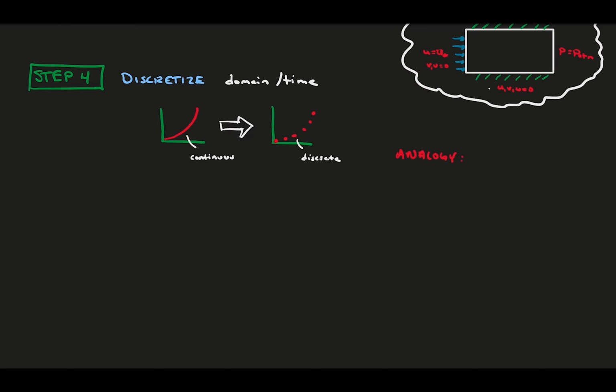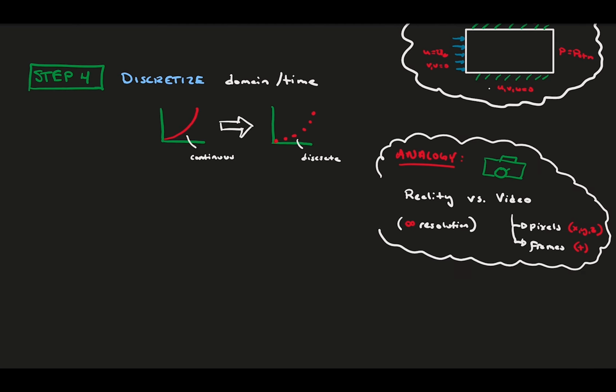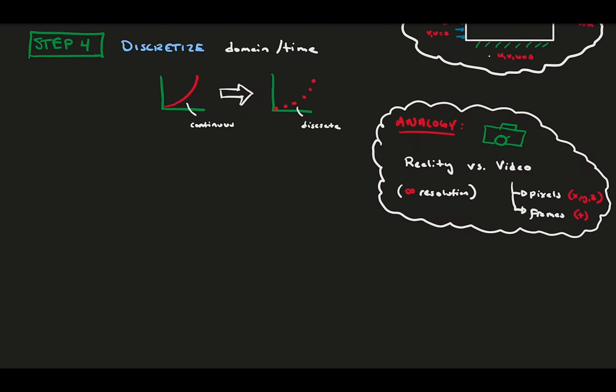This is similar to taking a video. In reality, time and space are completely continuous, and you could zoom in on your face until you saw molecules. But if you take a video of yourself, you now have discretized your visual information. Pixels limit your spatial resolution, and the frame rate of your video discretizes time. You do not know what happens at scales smaller than a pixel or in between your frames. We do the same here, but with the conservation equations.